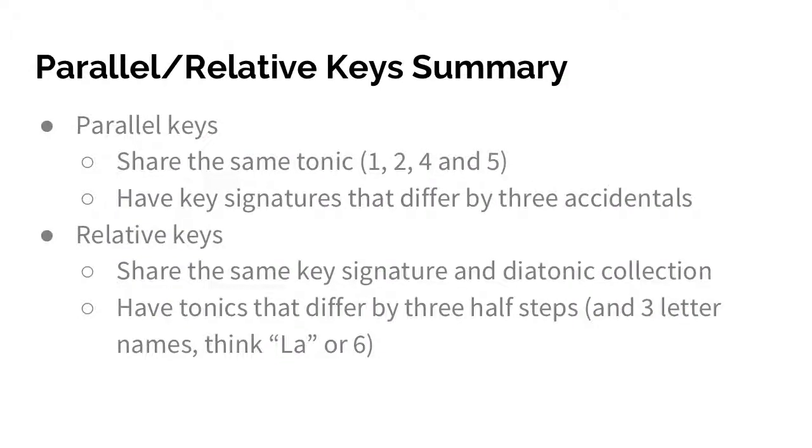So let's review parallel and relative keys in minor. Parallel keys share the same tonic. Also, they share the scale degrees 1, 2, 4, and 5. Okay. And they have key signatures that differ by 3 accidentals.